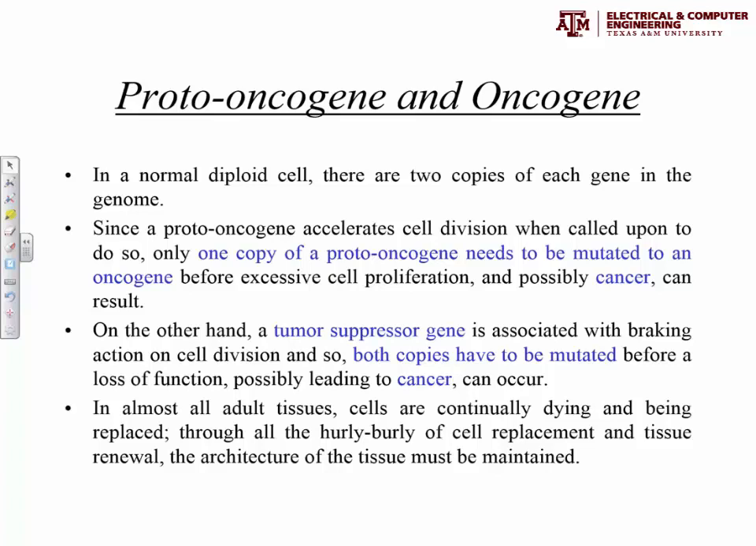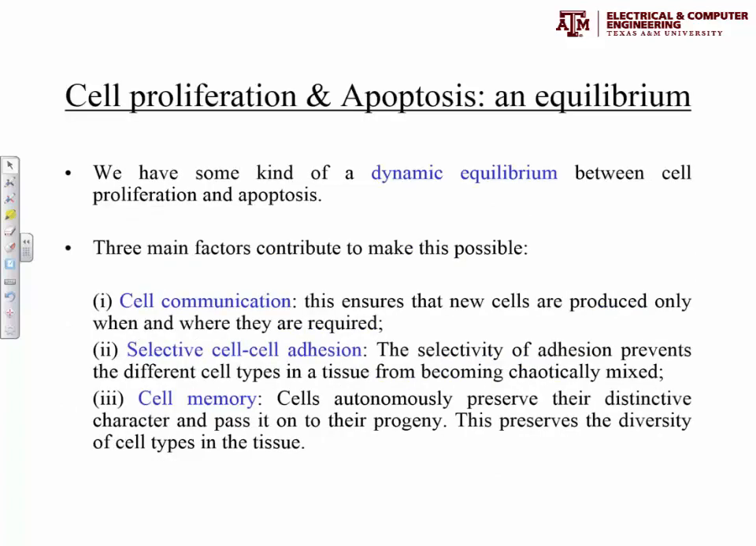Now, in almost all adult tissues, cells are continually dying and being replaced. Through all the hurly-burly of cell replacement and tissue renewal, the architecture of the tissue must be maintained, right? We don't keep on changing our appearance every day, just because a few cells died or something like that, okay? Because of apoptosis. So we have some kind of a dynamic equilibrium between cell proliferation and apoptosis. Now, 3 main factors contribute to make this possible.